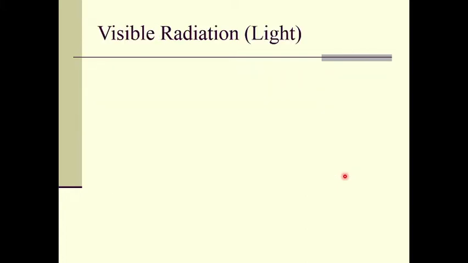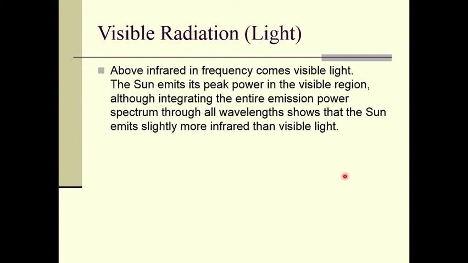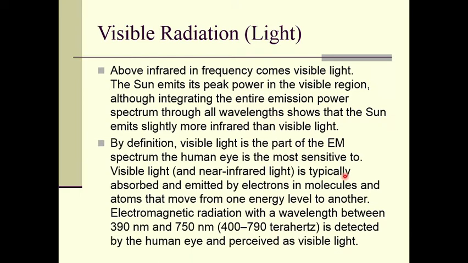Now, let us study the next radiation, that is visible radiation or light radiation. Above the infrared in frequency comes visible light, right. That means, in terms of wavelength, the visible radiation falls below the infrared radiation. The sun emits its peak power in the visible region, although integrating the entire emission power spectrum through all wavelengths shows that the sun emits slightly more infrared than visible light.